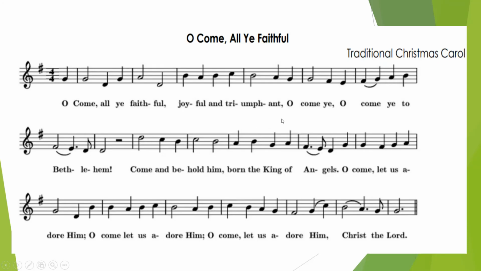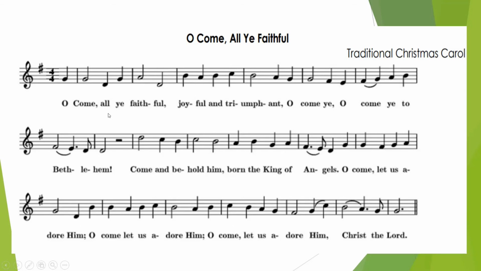Now, let us have some examples of this. This is the traditional Christmas carol that we are about to discuss. The title is "O Come All Ye Faithful." Since our topic is about melody and showing the pitch and the rhythm in the melody, let us sing the traditional Christmas carol entitled "O Come All Ye Faithful." Let us do this a cappella.